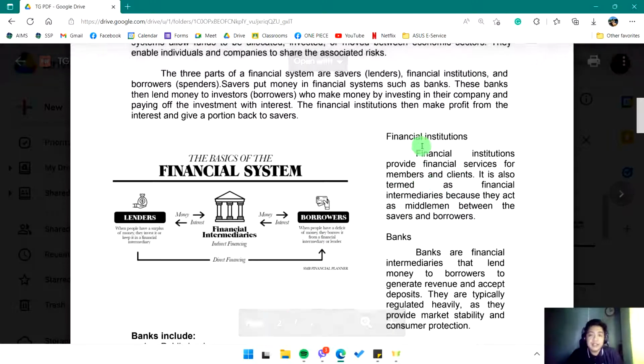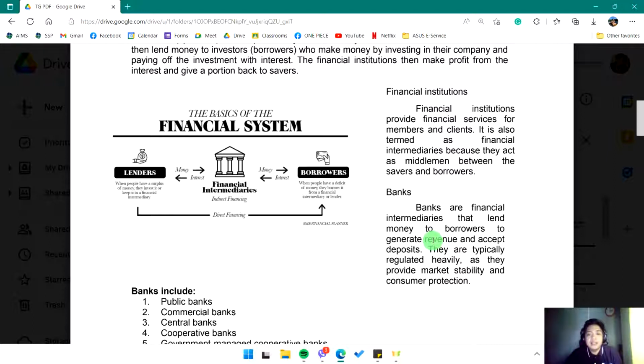Let's define financial institutions further. They provide financial services for members and clients, also termed financial intermediaries because they act as middlemen between the savers and borrowers. So the primary role of financial institutions is to provide financial services to members and clients. Whether you are a lender or saver, or a borrower or spender, you benefit if you avail of the services of financial institutions. And to put it simply, these financial institutions are called banks.